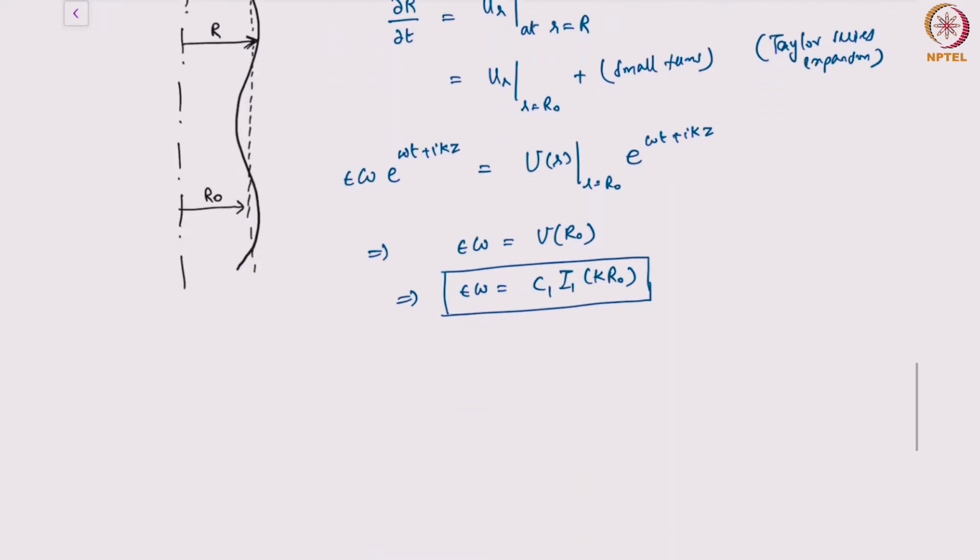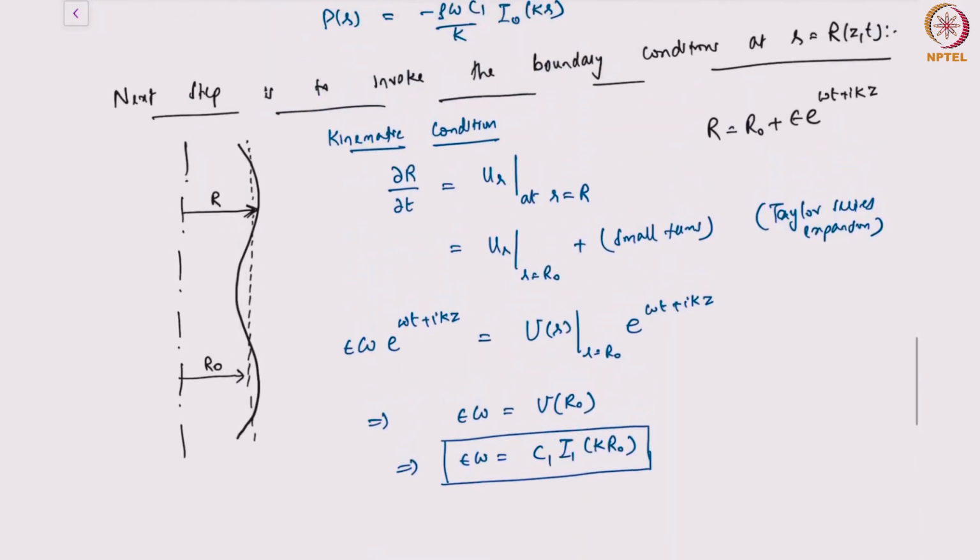That's the first condition. The kinematic condition is just a geometrical condition. It says that if the radius is bulging out, you need to have fluid filling in that void. Fluid has to be pushing in at the interface to bulge out. At the same time, if the radius is actually shrinking, squeezing at some z location, the fluid has to move away and give space for the interface to shrink. This consistency condition at the interface is the kinematic condition. It is closely associated with mass balance as well.